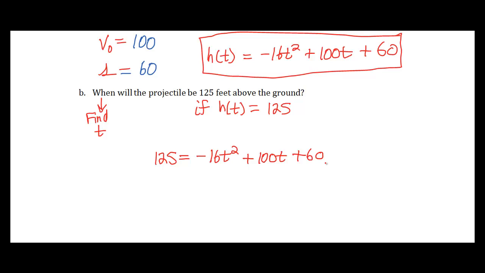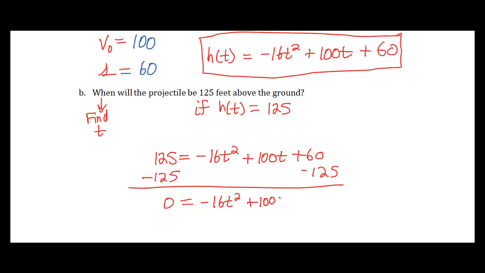Now this is a quadratic. I have those 4 ways to solve it. I'm going to solve by using the quadratic formula because these are some big numbers and I don't want to solve by factoring. So I'm going to subtract 125 to get everything on one side set equal to 0. When I subtract 125, I get the equation 0 equals negative 16t squared plus 100t minus 65. And now I have that, I'm going to use my quadratic formula.